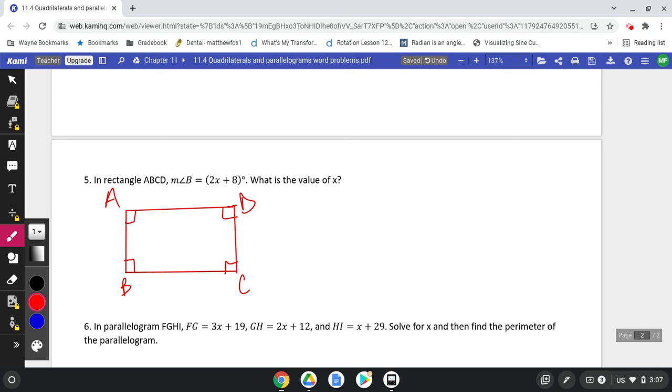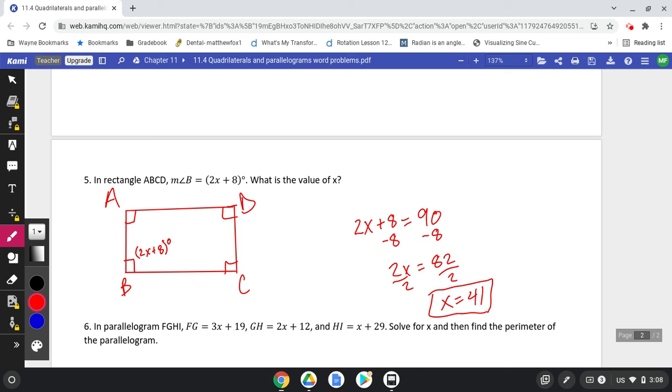Because angle B is also going to be 2x plus 8 degrees, 2x plus 8 has to be equal to 90. Now we can subtract 8. We'll get 2x equals 82. Divide by 2, divide by 2, x will equal 41. Now, x doesn't equal 41 degrees necessarily, because if we plug it in, that whole angle is 90 degrees. Just x equals 41.